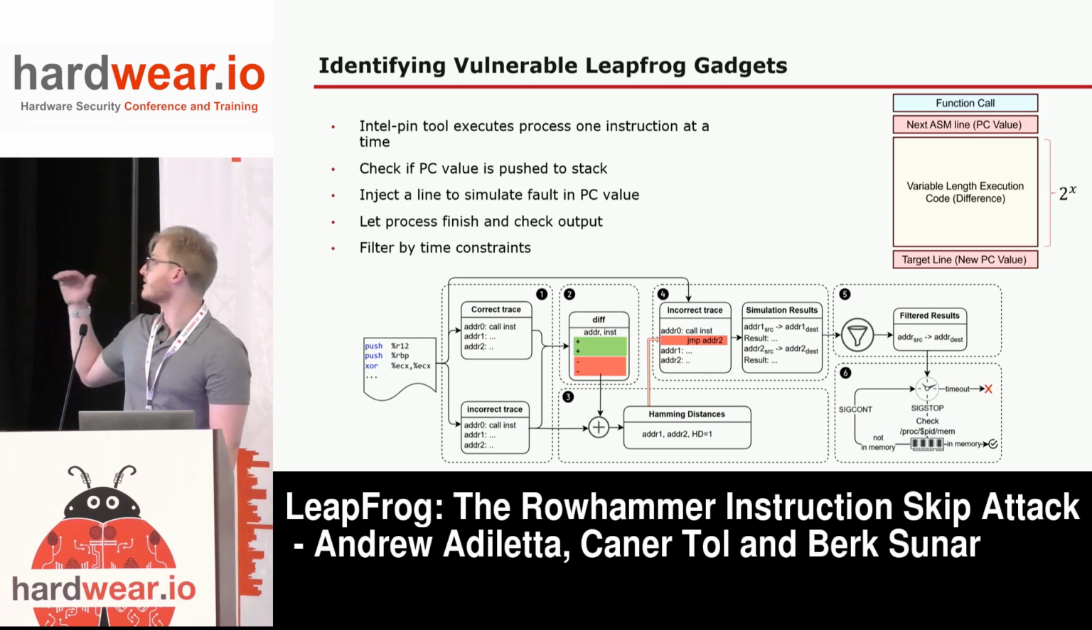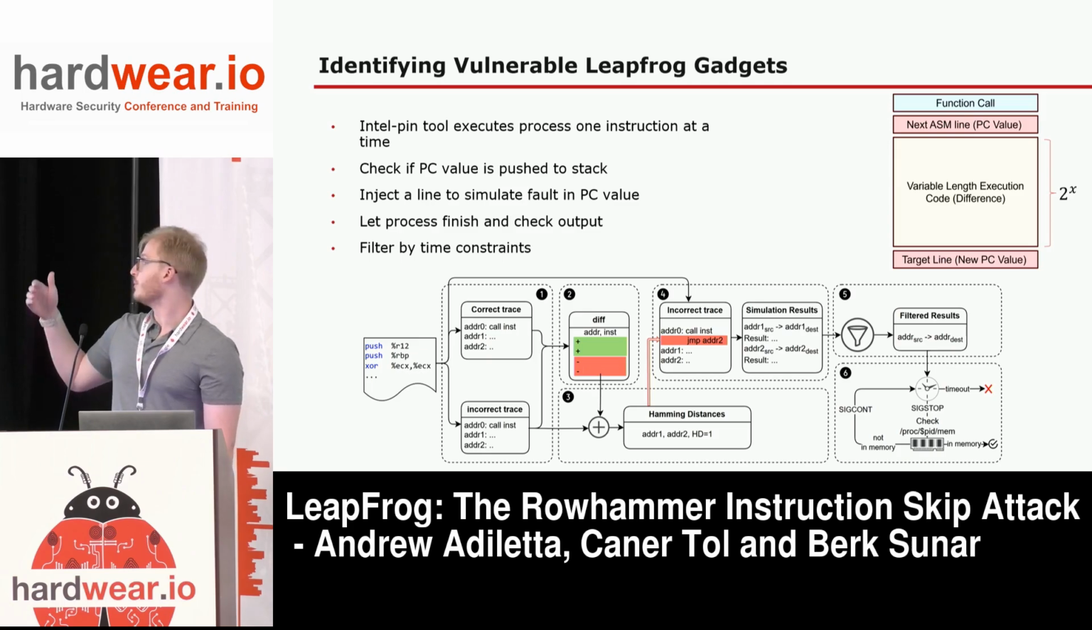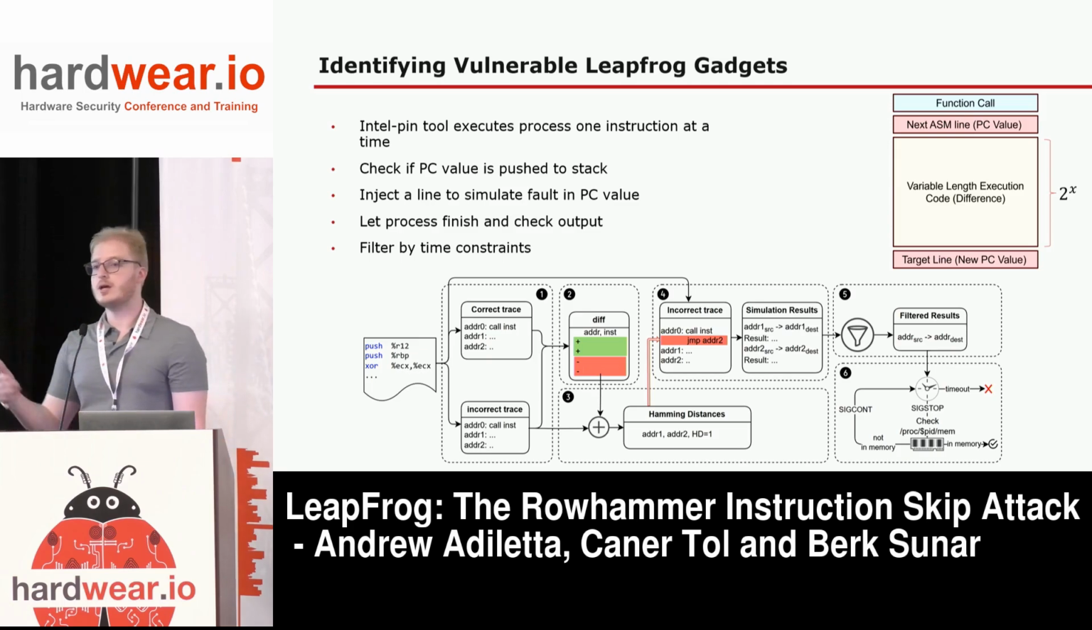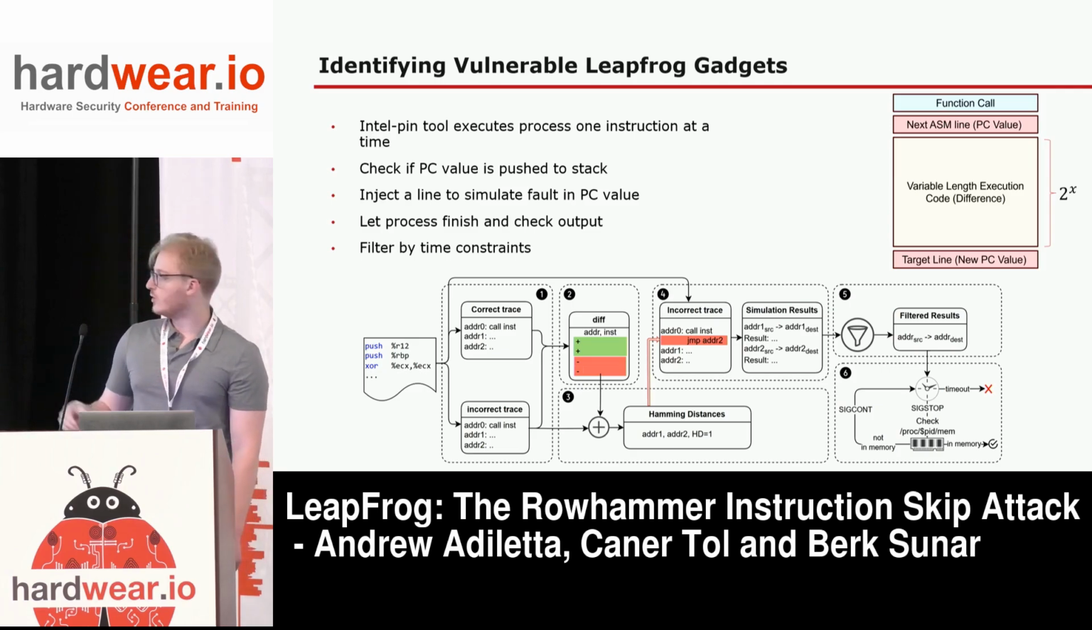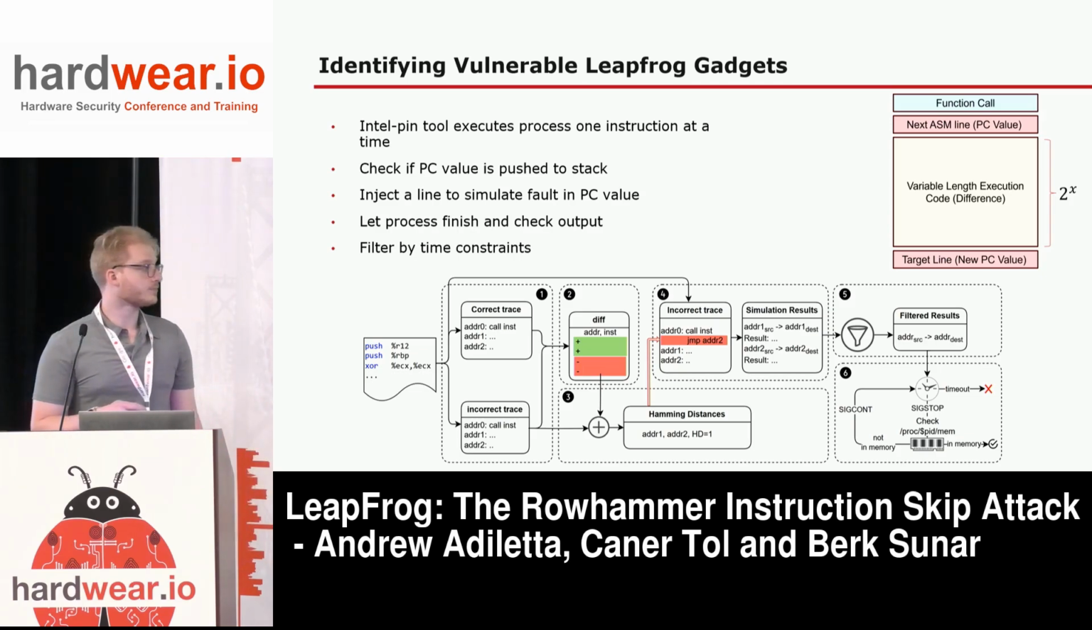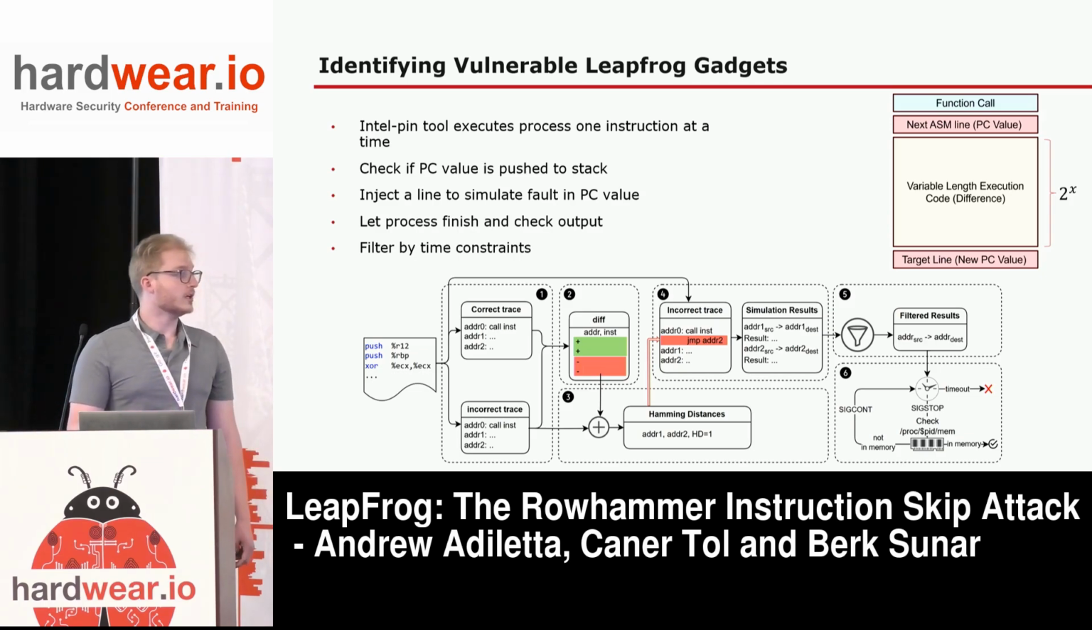So the function call, the next ASM line, you can jump a power of 2 because you're flipping 1 bit in the address space. And so it's a 6-step process for how we actually detect these LeapFrog gadgets. We have our process. And what's really nice about this is that you don't actually even need the source code for this method. So you can actually just run this on the binary itself.